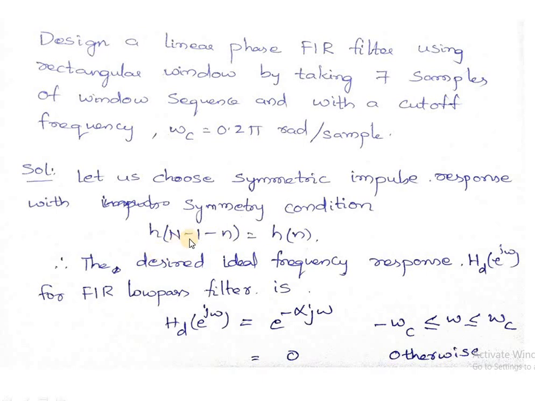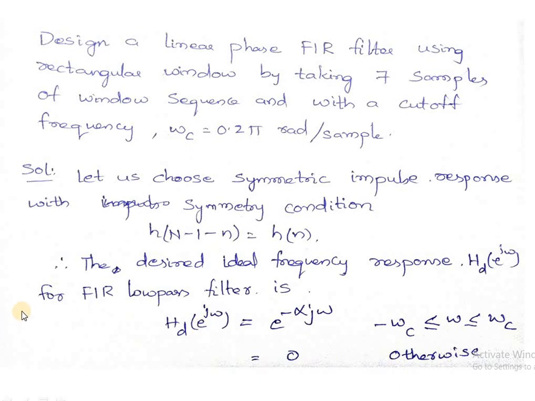And therefore, since we are considering an FIR low pass filter, the desired ideal frequency low pass filter HD of e power j omega can be written as e power minus alpha j omega for minus omega c less than or equal to omega less than or equal to omega c. That means between this given cutoff frequency, the response of the system will be equal to 1, and in all remaining cases it is going to be 0.